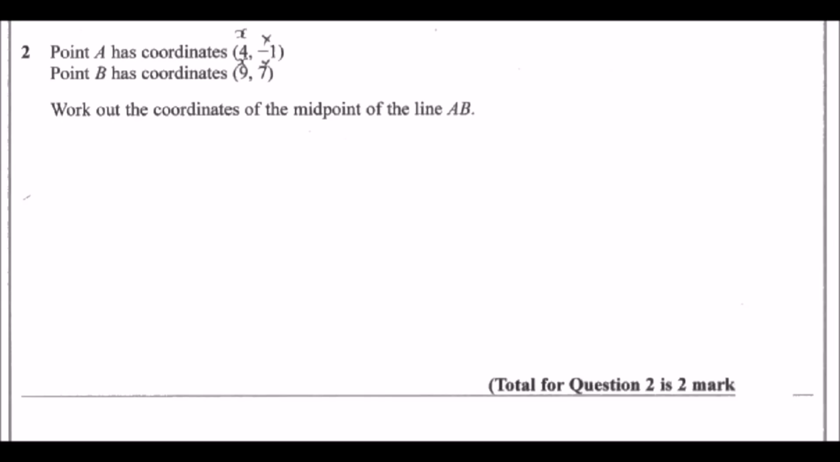All right, number two. Point A has coordinates 4 and -1. Point B has coordinates 9 and 7. Work out the coordinates of the midpoint of this line AB. So this means connecting the 2 points together, let's say A and B, and we're trying to find the midpoint, let's say M. So that's literally halfway between A and B.